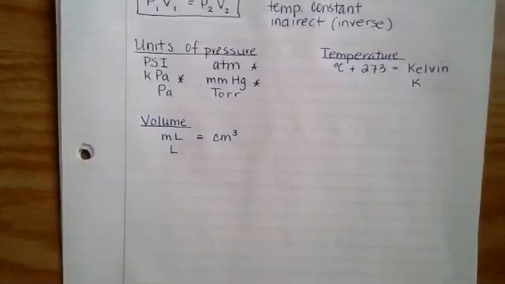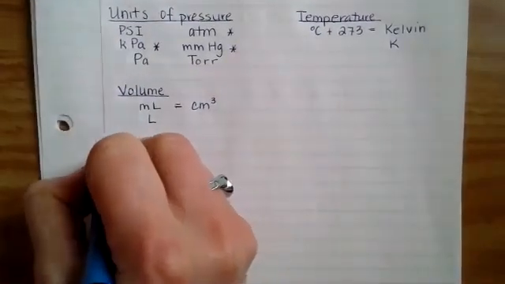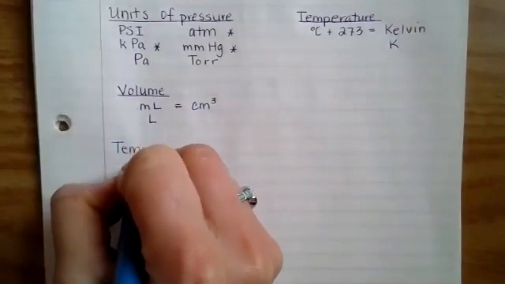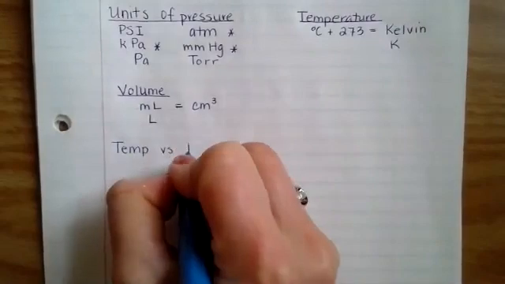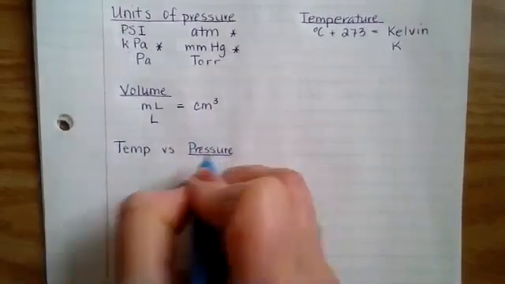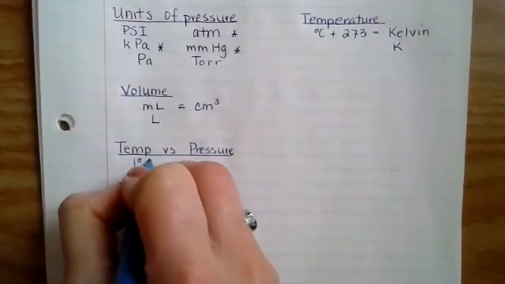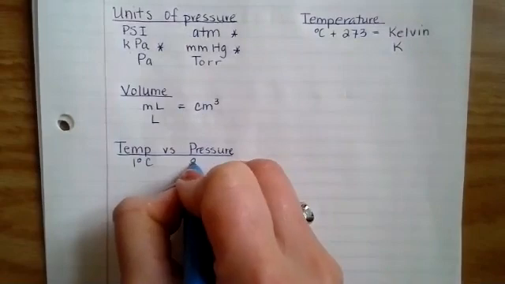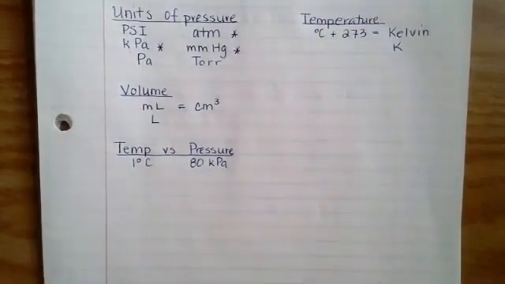So let's begin on adding our information for today. In the one demo, we saw a data table because we took the temperature of the water, and with the pressure gauge, we then recorded the amount of pressure at that certain temperature. The results were as follows. At 1 degree Celsius, we had 80 kPa, kilopascals.